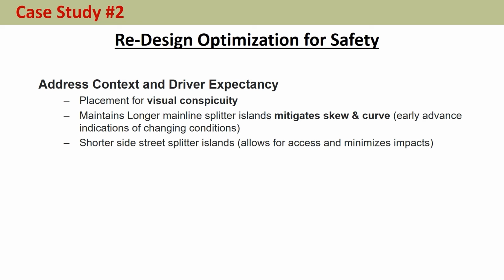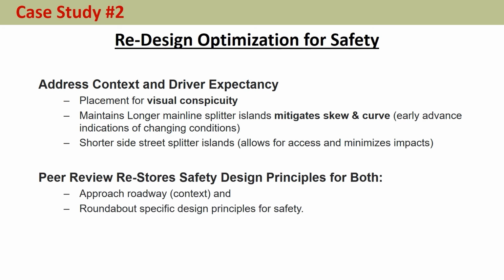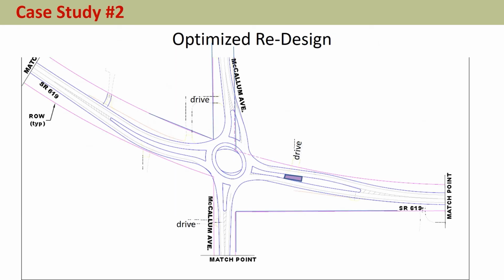So what we want to do is address context and driver expectancy, visual conspicuity, maintain the longer mainline splitter islands, but we'll want to mitigate the skew and the curve, and provide early advance indications of the changing conditions up ahead. And we probably can shorten up those side street splitter islands to both reduce costs and impacts, but maybe more importantly to maintain access for the residents that are currently there. So the optimization process restores the safety for both the context and driver expectancy issues, as well as the specific geometrics of the roundabout. And that's what it looks like after it's been redesigned.